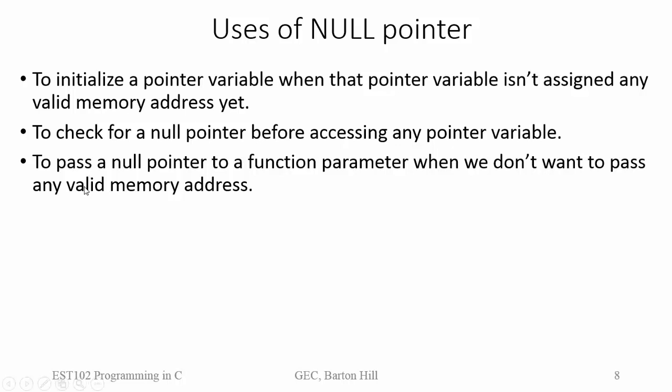Okay, then the third one is to pass a null pointer to a function parameter when we don't want to pass any valid memory address. Okay, so just remember these uses of null pointers, and also remember how you can make a pointer null, or how you can create a null pointer, or how you can initialize a pointer as NULL.